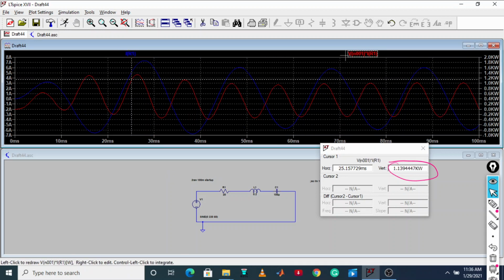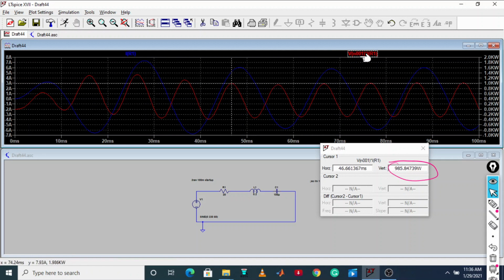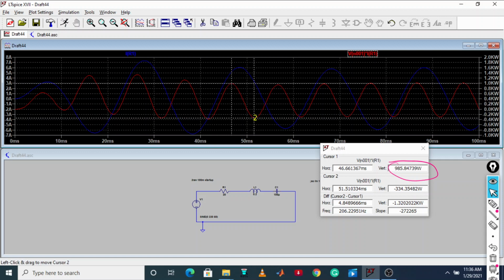This is your power. Now we are going to calculate the maximum value. For that, click twice. The second measurement will come, and we are going to calculate between maximum and minimum. This is the maximum and this is your minimum. Now it is showing the first value. The maximum value is 985 and the minimum value is minus 334.